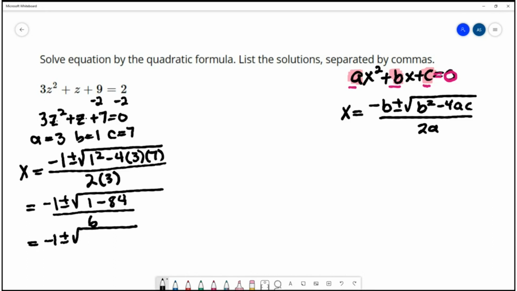Inside the radical, we'll combine 1 and negative 84 to get negative 83. And inside the radical, we've got a negative. We can simplify the square root of negative 1 to be i. And I'm not sure if the square root of 83 can be simplified.